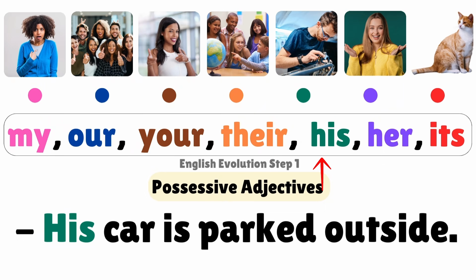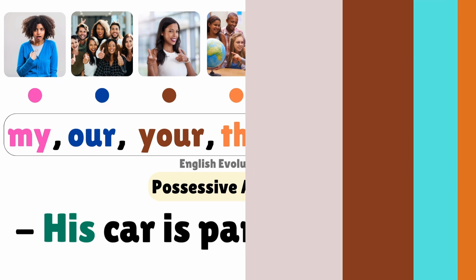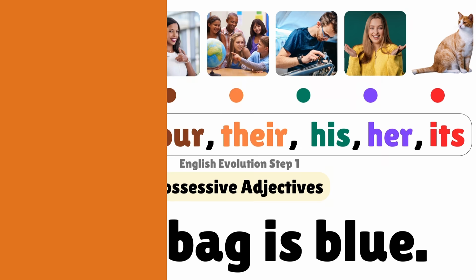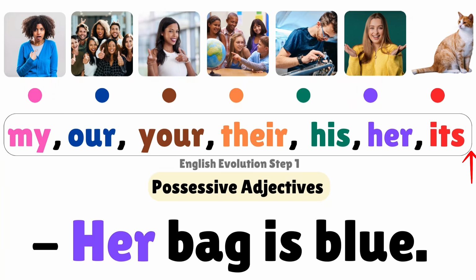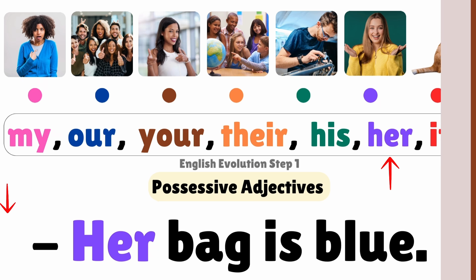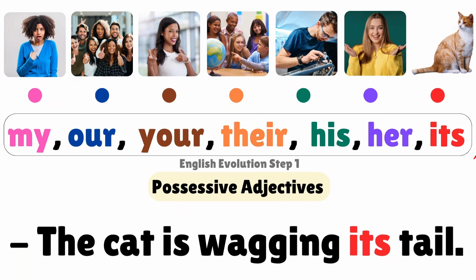His car is parked outside. Her bag is blue. Its. The cat is wagging its tail.